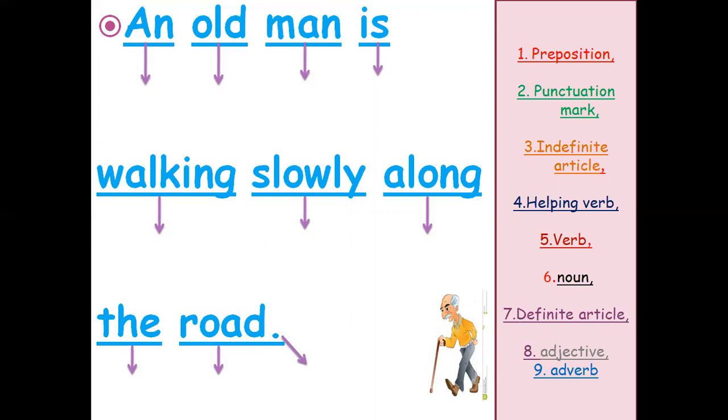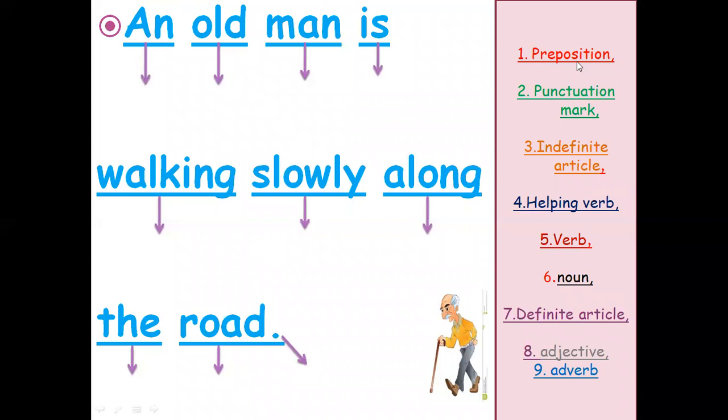Now shall we read the sentence? An old man is walking slowly along the road. An old man is walking slowly along the road. That is the sentence. And in this bar, I have given 9 words.